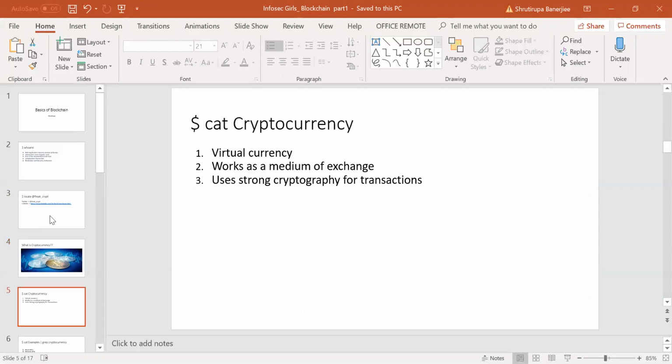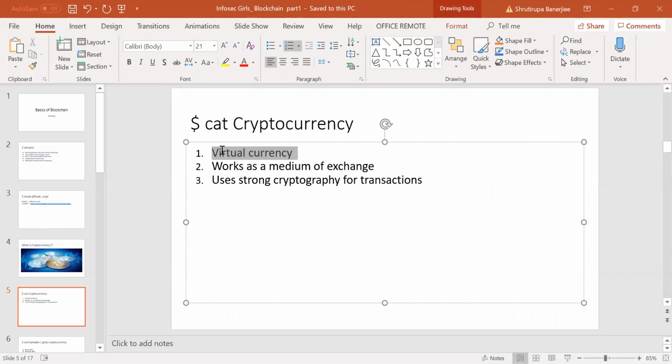But in case of cryptocurrency, it is a virtual currency. Again, it also acts as a medium of exchange, and it uses strong cryptography for transactions. So it is a virtual currency, right? A digital currency. So it must be a piece of code. Then how are we confirming that if a transaction is being performed using a cryptocurrency, it is valid or verified or not? And it is widely used, right?